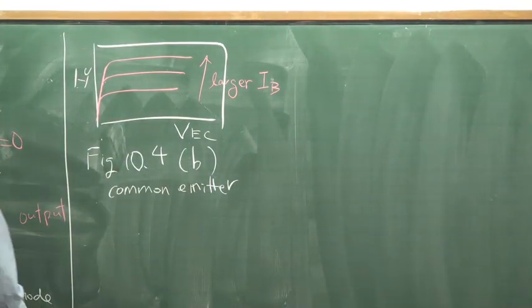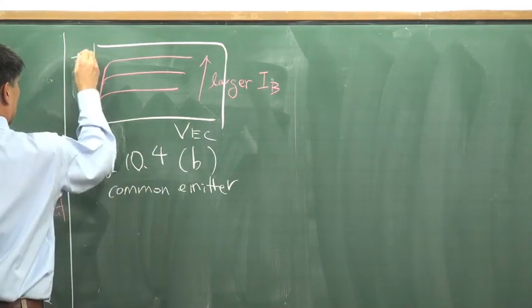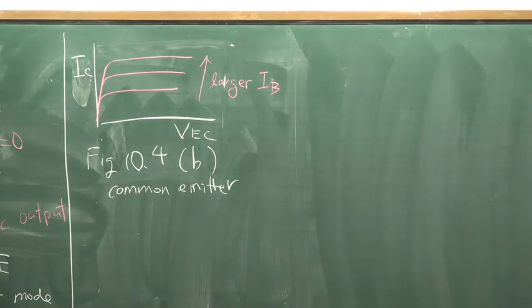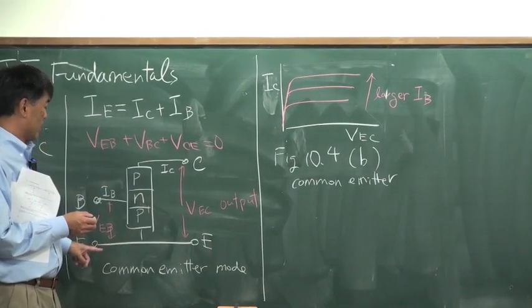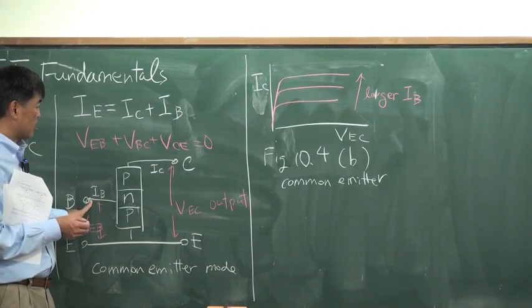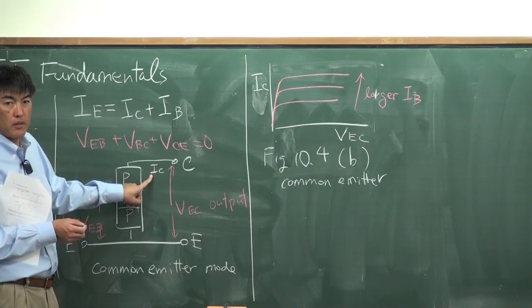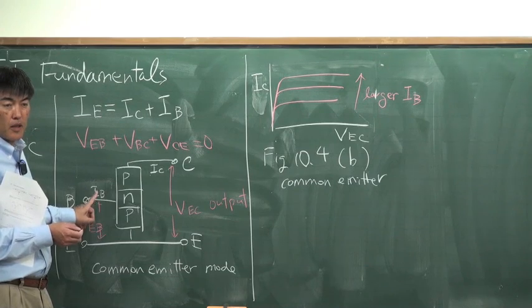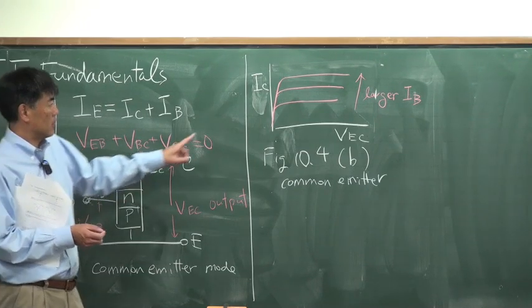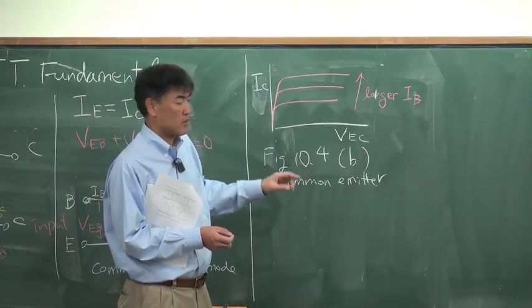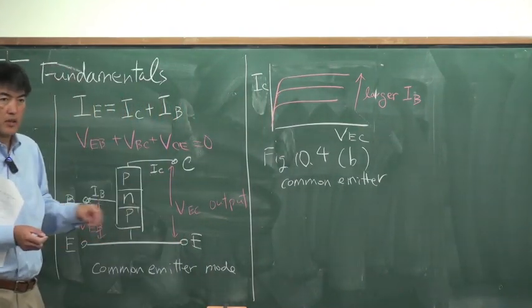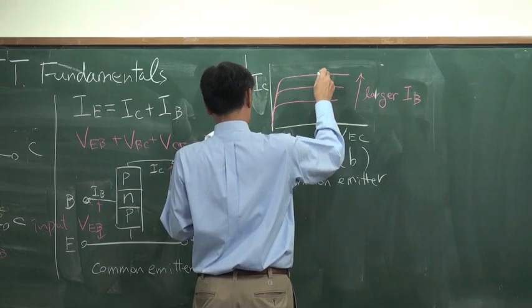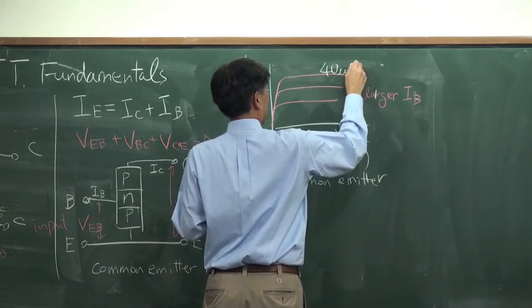Okay? Sorry, I should actually probably write down like this. This is IC. So VEC is here, and for larger IB, we get larger collector current. Right? So larger the input current, and there's actually amplification because you get large collector current. We're talking about, for example, let's say this in a textbook, this is 40 microamp IB.